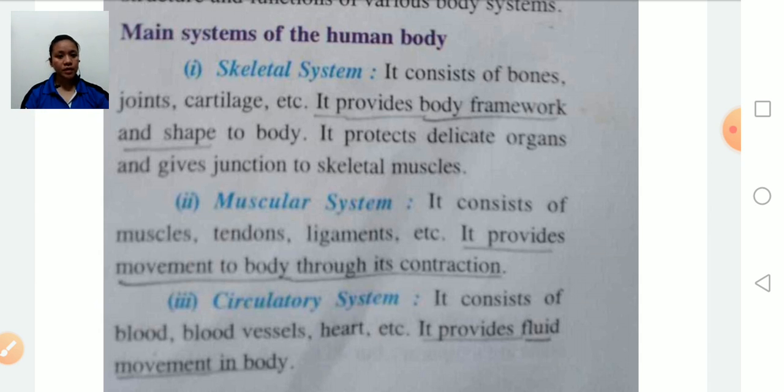Muscular system consists of muscles, tendons, ligaments, etc. Tendons connect muscles to the bones, and ligaments connect bones to the bones. The muscular system provides movement to the body through its contraction. Circulatory system consists of blood vessels, heart, etc., and it provides fluid movement in the body. Means it provides proper movement of blood throughout the body.